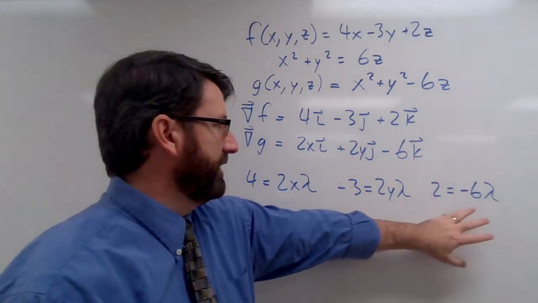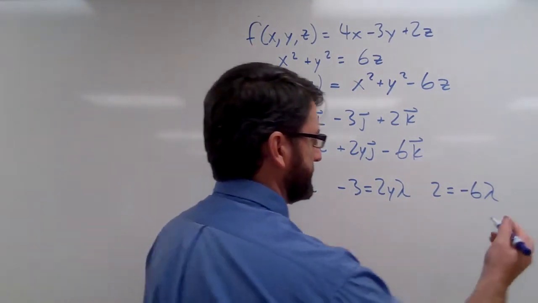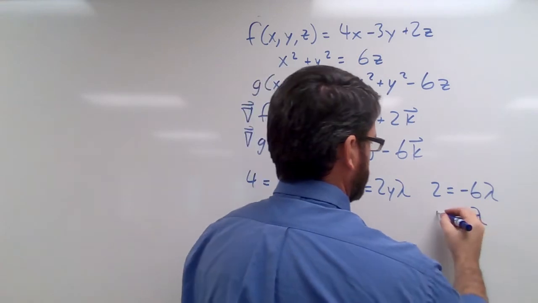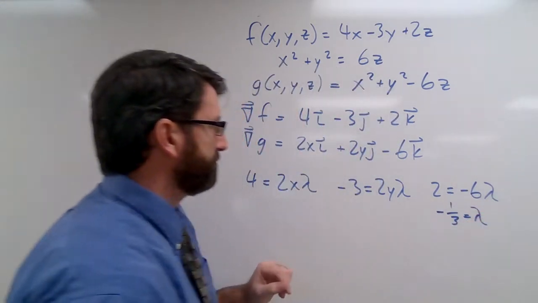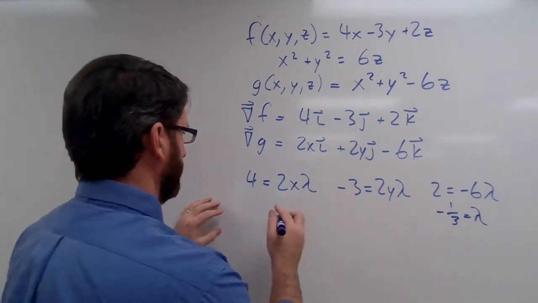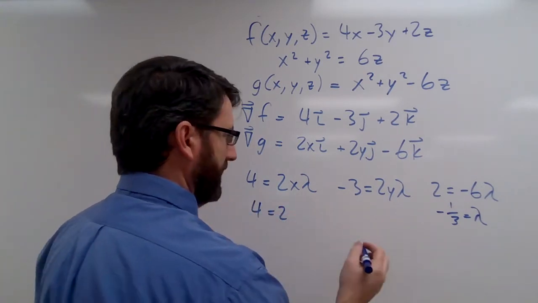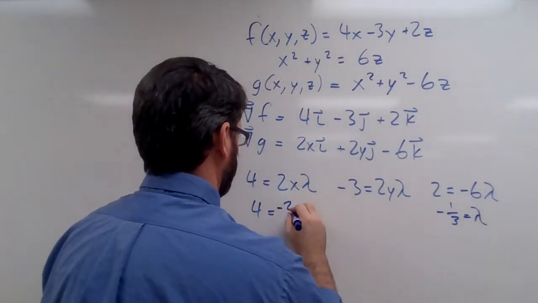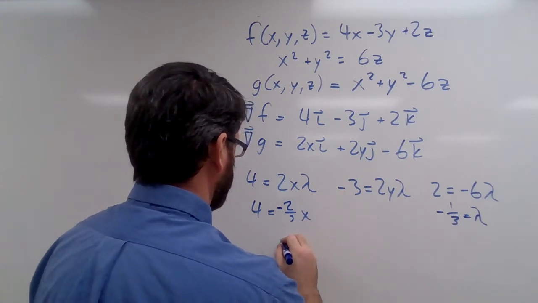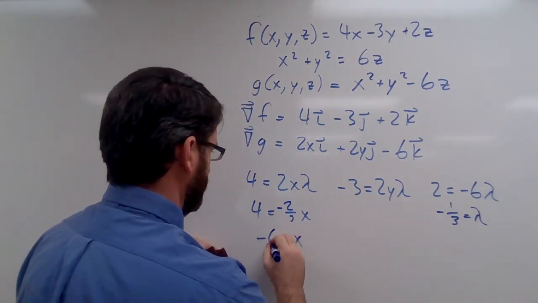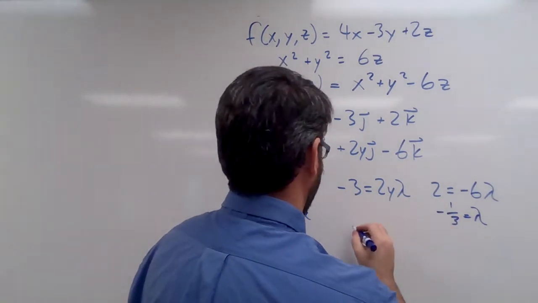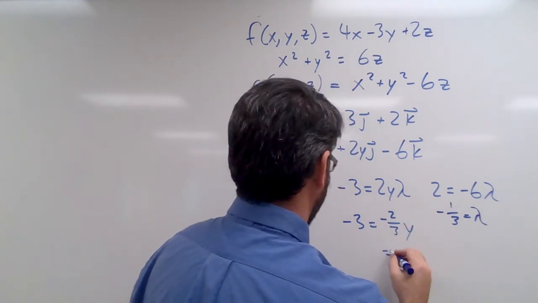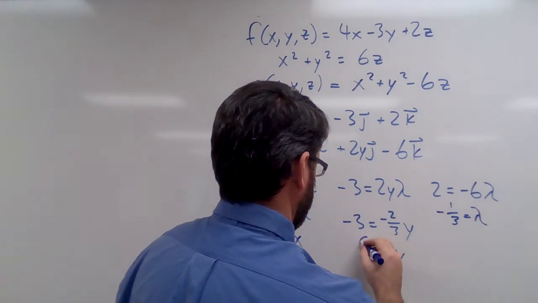All right, so let's start with this one over here. Since there's not an x or a y, we can solve for lambda pretty easily here. Lambda is going to be equal to, if we divide by negative 6, negative 1/3. And then we can use that lambda over here. So 4 is equal to 2 times negative 1/3 x, negative 2/3 x. So x is going to be equal to negative 6. And then over here, we get negative 3 is equal to negative 2/3 y. So y is equal to 9/2.